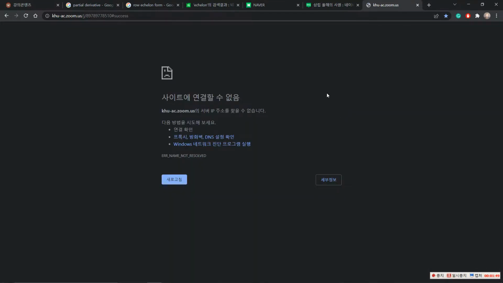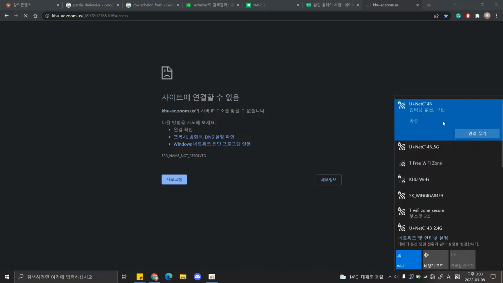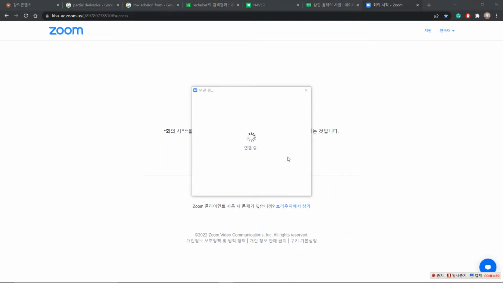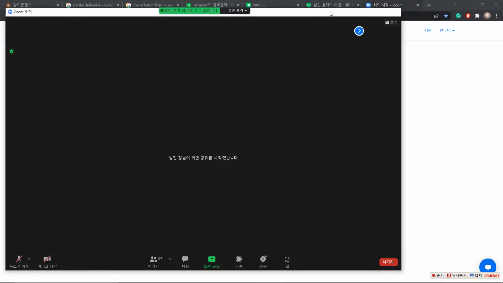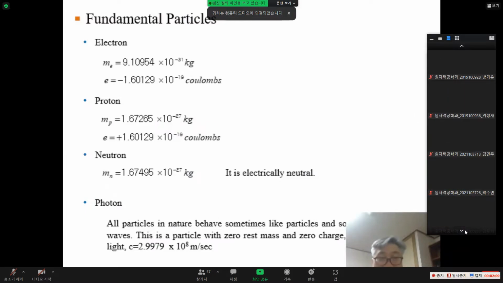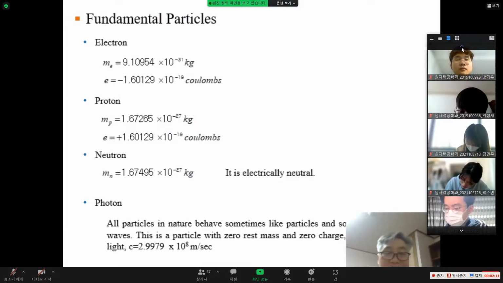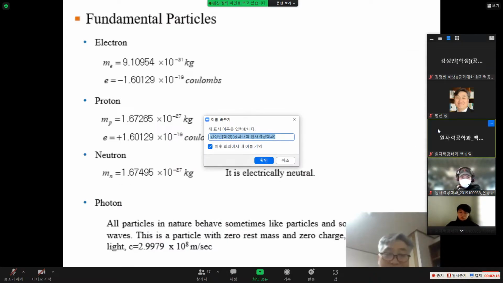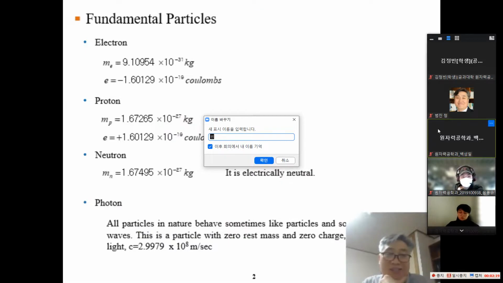Times 10 to the 8 meter per sec. Okay, you have to memorize this number. So from this slide, you don't have to memorize the mass of electron, proton, and neutron, but you have to remember the mass of proton and neutron is quite similar, but electron mass is quite smaller than proton and neutron. And you have to memorize the electric charge unit, 1.6 times 10 to the minus 19. And you have to memorize the speed of light.